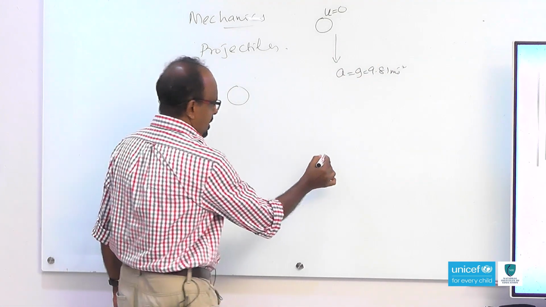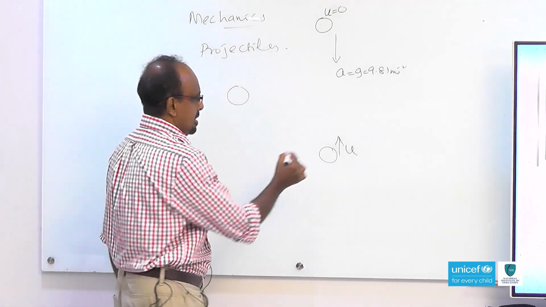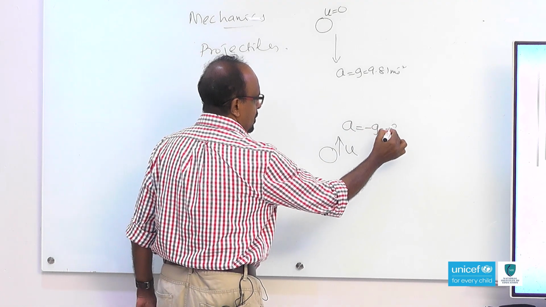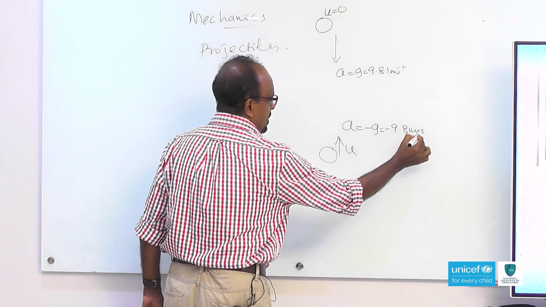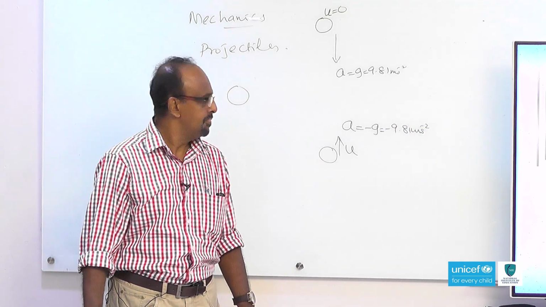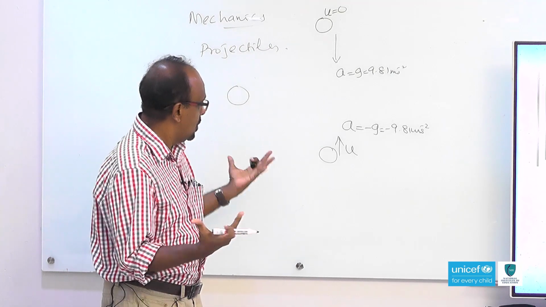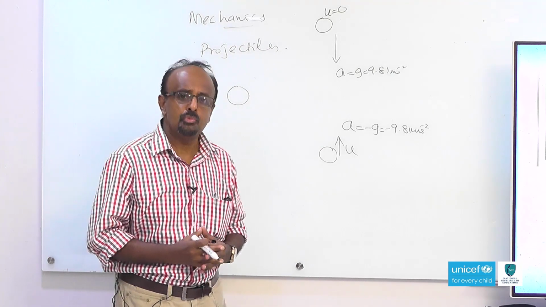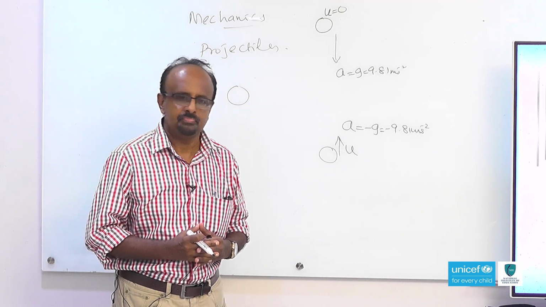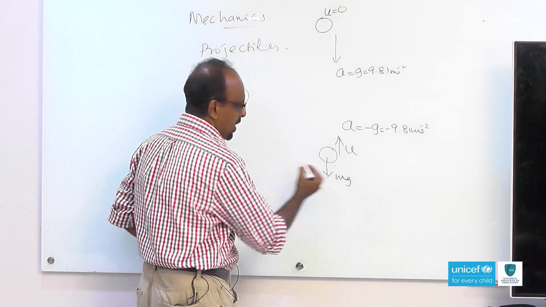In the same way, if you throw an object upward, it is moving vertically upward with a negative acceleration of minus 9.81. So this is what you can call vertical projectiles. In this type of motion, we are neglecting air resistance. Because of that, the body is acted on only by its weight.